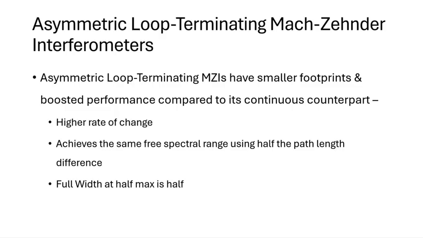Asymmetric loop-terminating Mach-Zehnder interferometers have smaller footprints and boosted performance compared to their continuous counterpart. The loop termination aspect of the Mach-Zehnder interferometer allows incoming light to travel back and forth through the interferometer, which allows multiple advantages such as higher rate of change. It achieves the free spectral range using half the path length difference, and full width at half max is half compared to their continuous counterparts. The properties listed can also be useful in applications such as modulators and sensors.